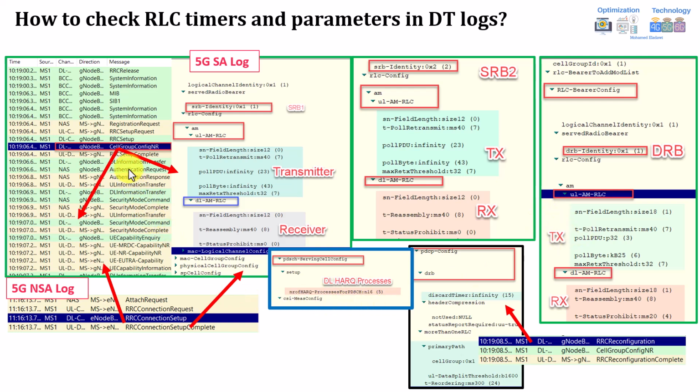Also from the same message within the RLC setup, you will find the HARQ process. For example, this is telling you have 16 HARQ processes here, which can also be used for your calculation to define how many HARQ processes you have in the configuration. Let's now move to the last part, the retransmission and the alignment between RLC and MAC timers.